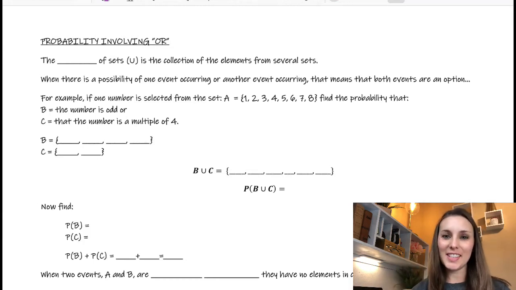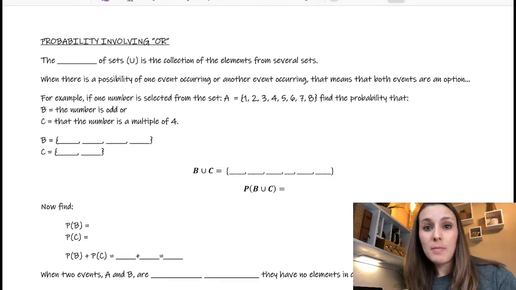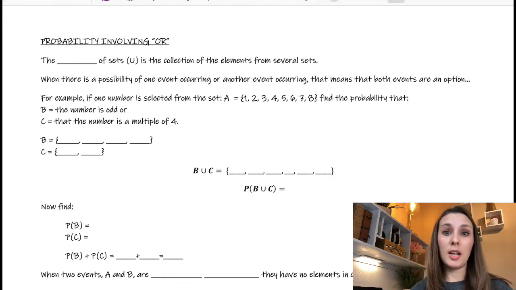Hello, this is a lesson on probability involving the word or. Before we get into the mechanics of doing probability with the word or, I want to show you some set notation so that you understand why we're doing what we're doing. Part of making math easy is understanding why you're doing it, and then the mechanics make sense.